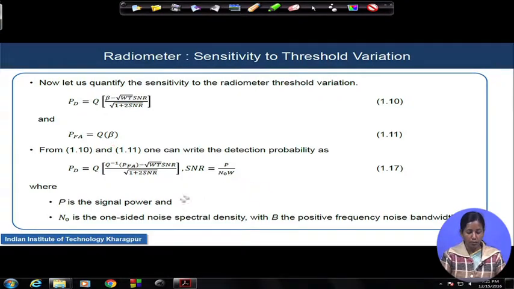And we understand that this SNR is given by P divided by N0 W classically, without considering the loss of the filter, where P is the signal power, N0 is the one-sided noise power spectral density, and B is the bandwidth of the positive frequency band noise bandwidth.